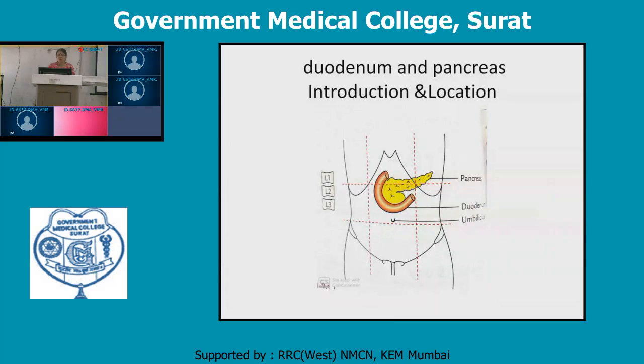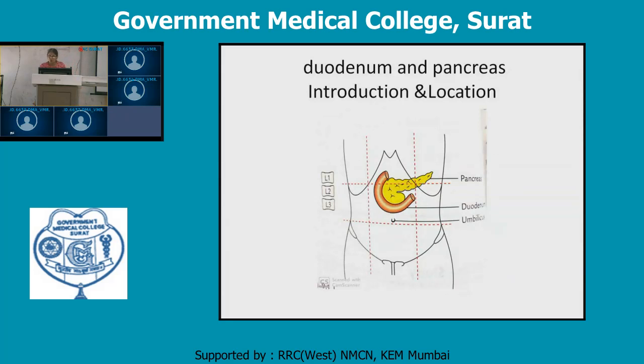So the location is the upper three lumbar vertebrae near the midline. As far as their projection in relation to the 9 quadrants of the abdomen, the duodenum is mainly occupying the umbilical quadrant above the umbilicus. You can see it is located above the umbilicus. A part is extending into the epigastrium and a part is in the left hypochondrium.